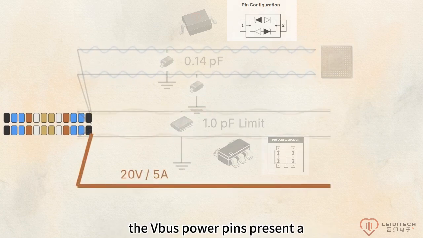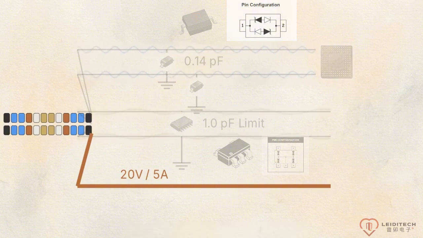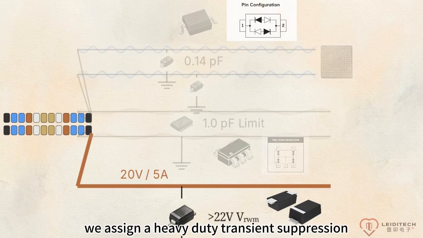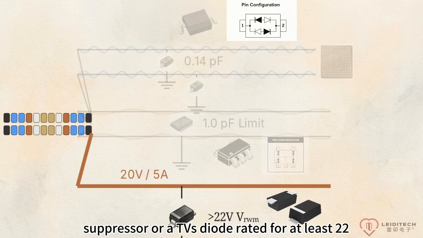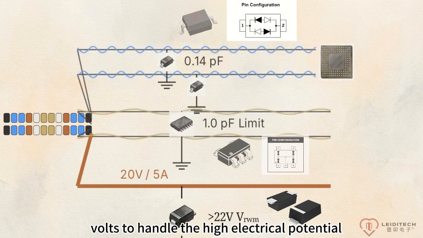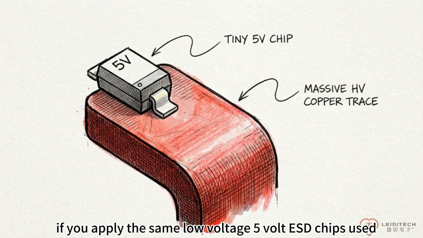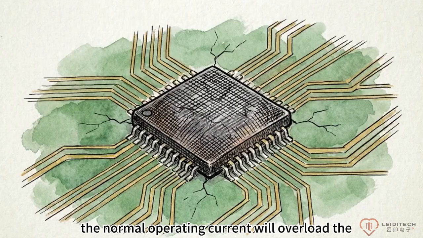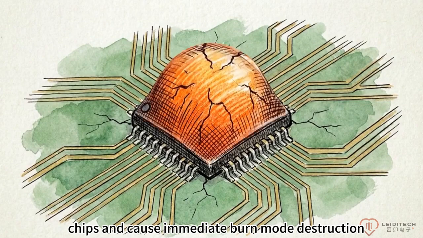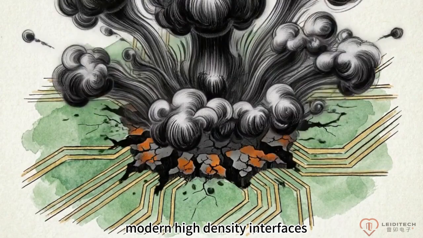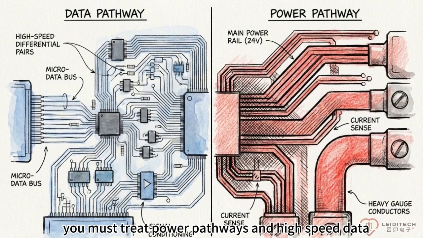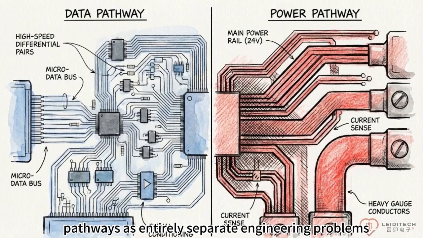The V-bus power pins present a totally different environment, carrying up to 20 volts and 5 amps. We assign a heavy-duty transient voltage suppressor, or a TVS diode, rated for at least 22 volts to handle the high electrical potential. If you apply the same low-voltage 5-volt ESD chips used on the data lines directly to the 20-volt V-bus line, the normal operating current will overload the chips and cause immediate thermal destruction. Modern high-density interfaces demand a hybrid approach. You must treat power pathways and high-speed data pathways as entirely separate engineering problems.